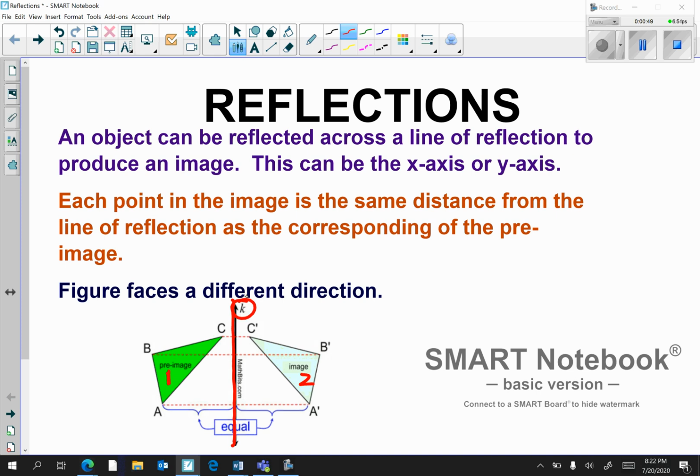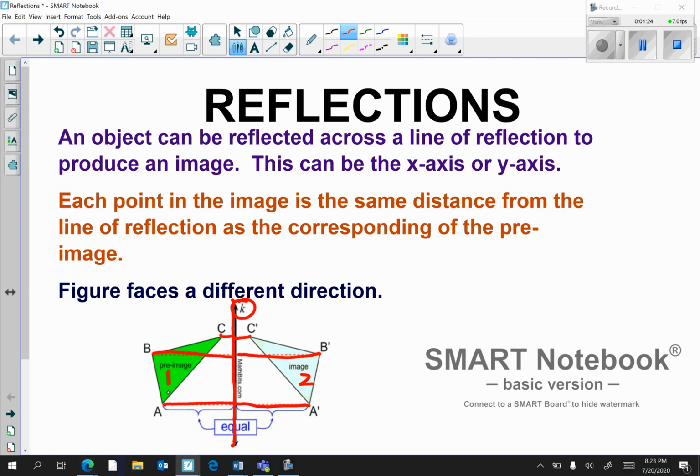Each point in the image is the same distance from the line of reflection as the corresponding point of the pre-image. So for example, the distance between C and line K is the same distance as C prime to line K, and that goes the same for everything. So the distance from B to line K is the same as the distance from B prime to K. The distance from A to line K is the same distance as A prime to line K. And the figure faces a different direction.